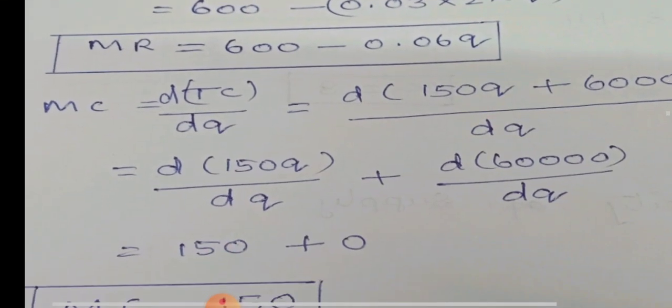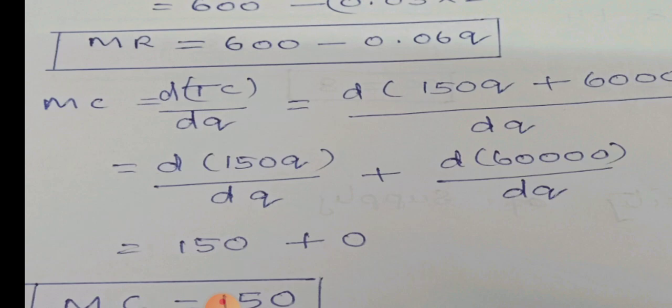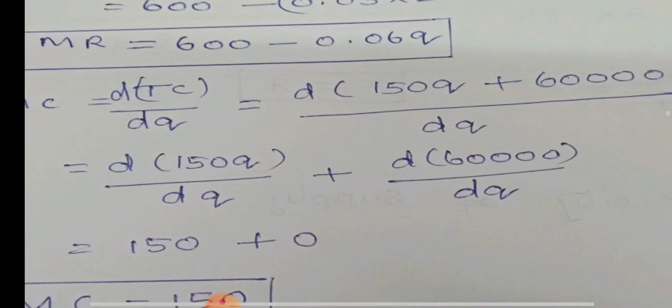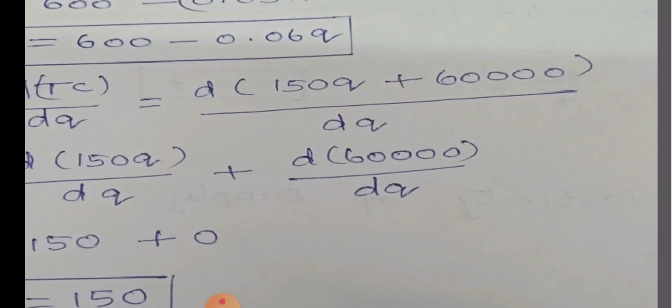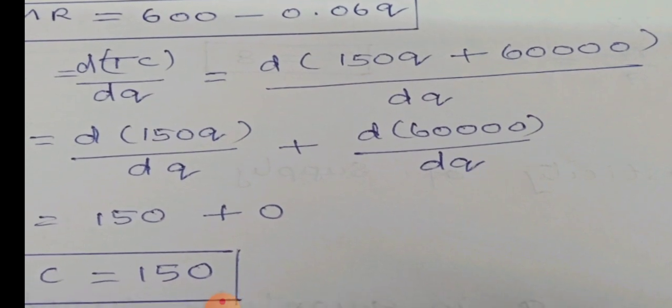Now this is the MC function. To find the MC function, you need to differentiate the TC function. You need to differentiate the total cost function. The total cost function is given to be 150q plus 60,000. 150q, 150, you have to write it as such.